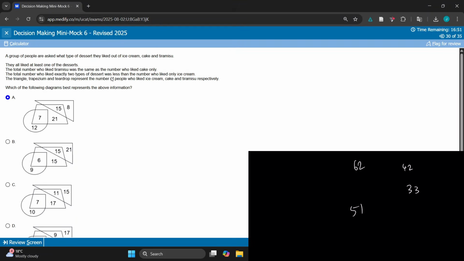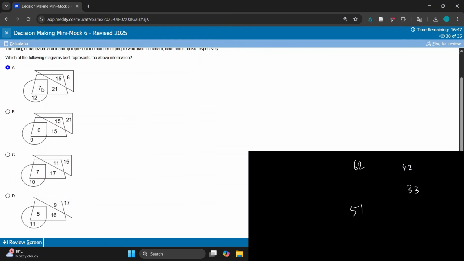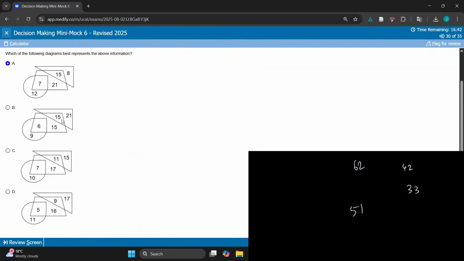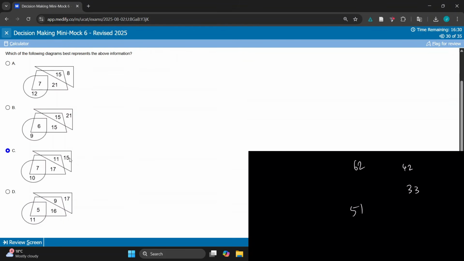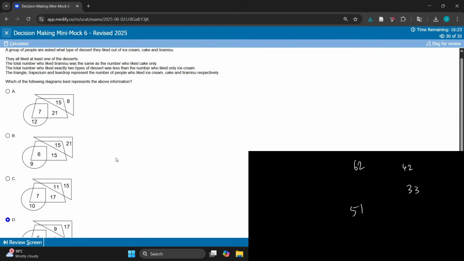The number who like exactly two types is less than the number who liked only ice cream. Ice cream is the triangle. So 8 is less. Okay, that's wrong. That's wrong. 18. So I think it has to be this one because this is 15. Those who liked exactly two types was less than those who only liked ice cream. 18. Okay, that's wrong. Okay, I think it has to be D.